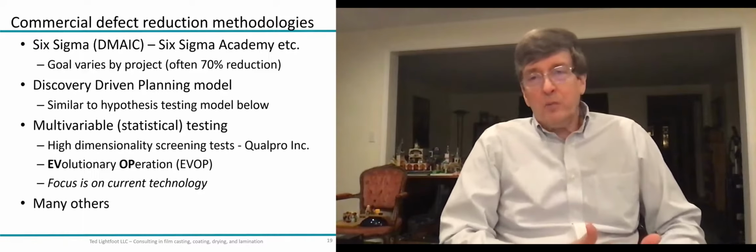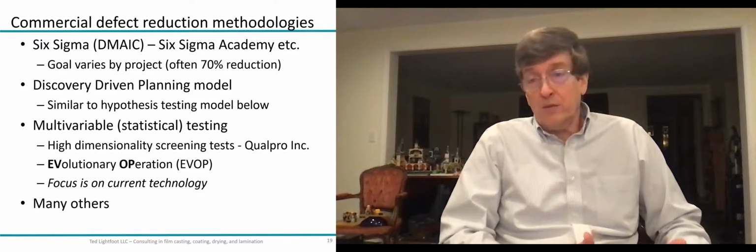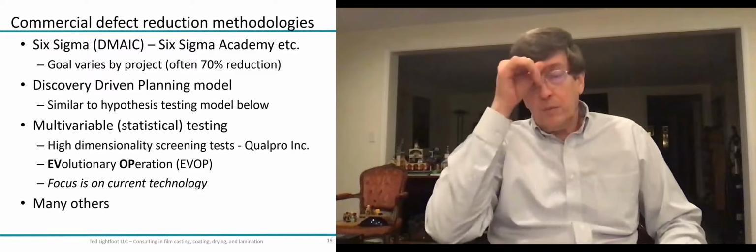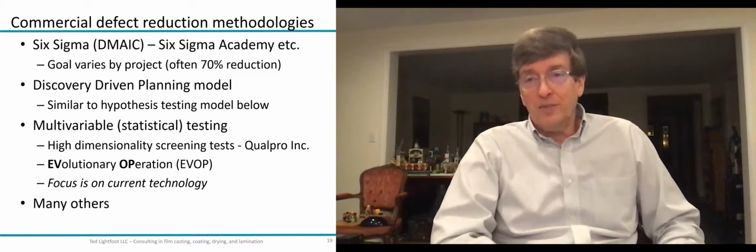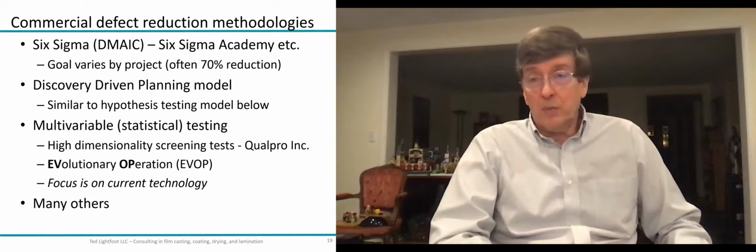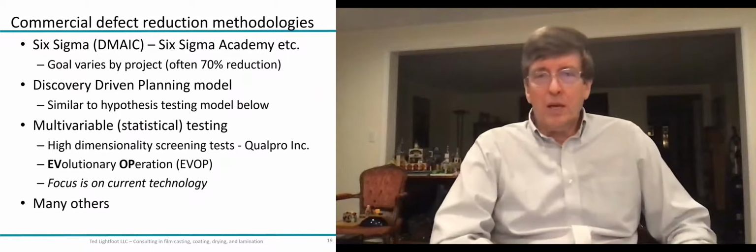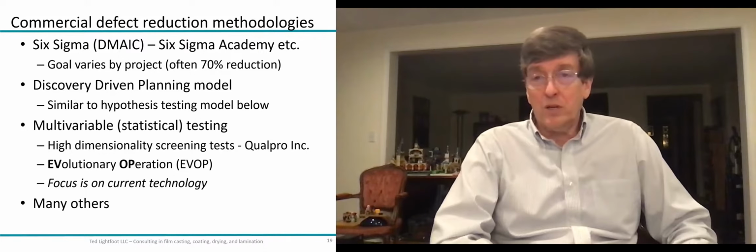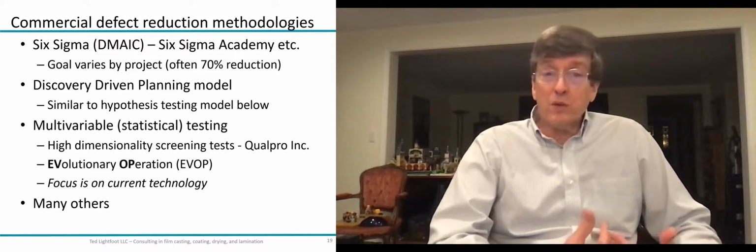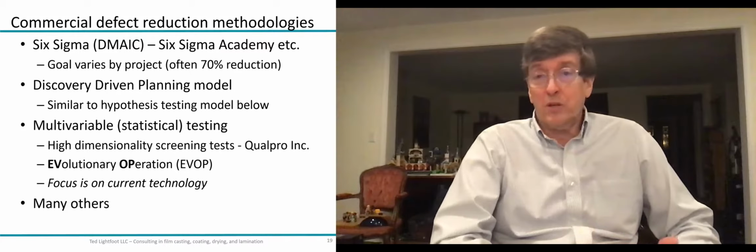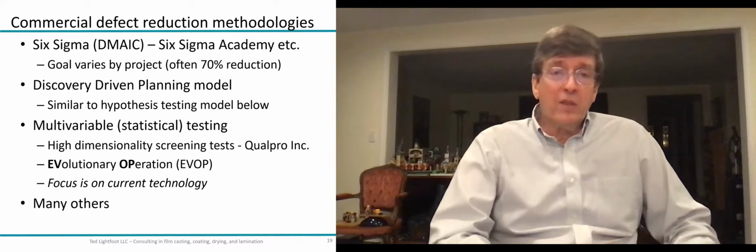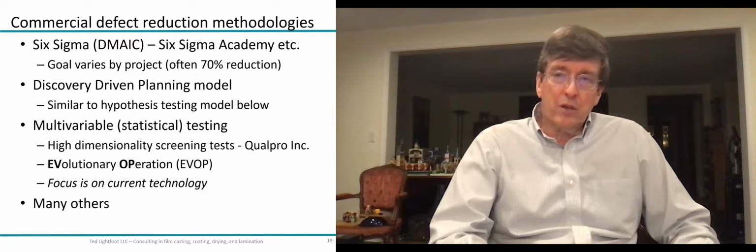Before I pitch my product, I want to say that there are a lot of commercial products out there. Pretty much any consulting firm has a defect reduction strategy that they pitch. Some of the common ones are Six Sigma. Every Six Sigma project is different, but when you do Six Sigma training, I am a certified Six Sigma black belt. They say, well, look at a 70% reduction in defects. There's a discovery-driven planning model, which is very similar to what I'm going to talk about next. And then there are a number of statistical methods that are used.